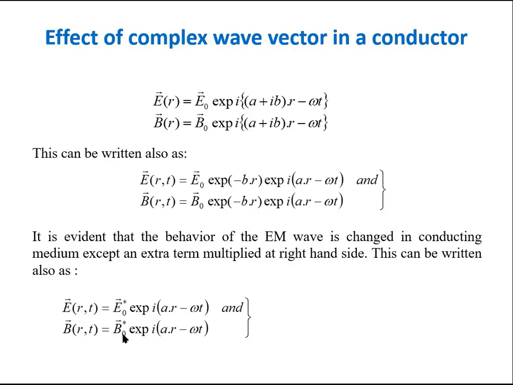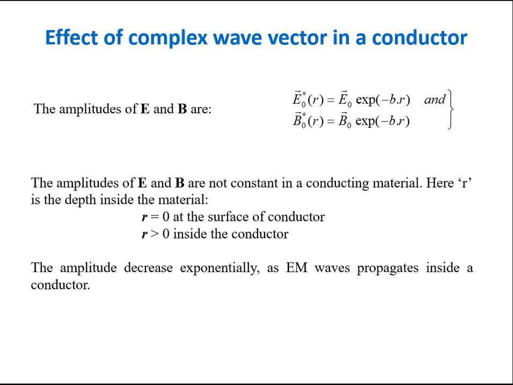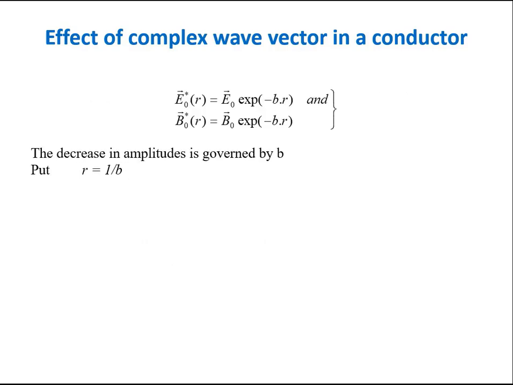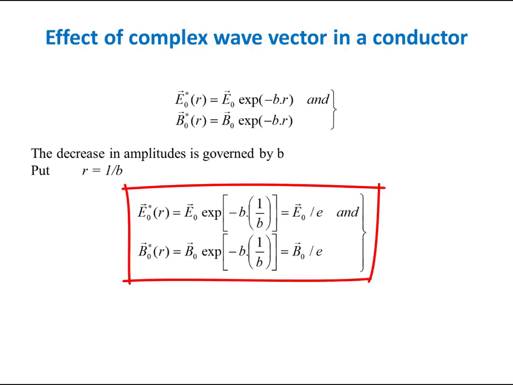Here E0 star and B0 star are the varying magnitudes of E and B, given by E0 exponential minus br and B0 exponential minus br. Here r is the depth inside the material; r equal to 0 at the surface of the conductor, and r is greater than 0 inside the conductor. So the amplitude decreases exponentially as the EM wave propagates inside a conductor. Here you can see that at the value r equal to 1 by b, the amplitude of E and B fields decreases to 1 by e times its value at the surface of the conductor.